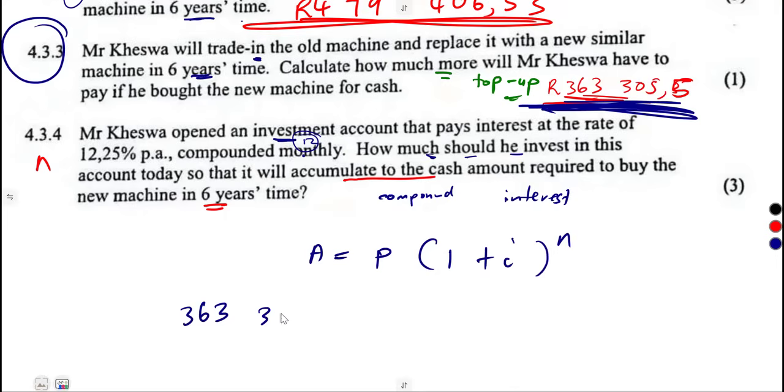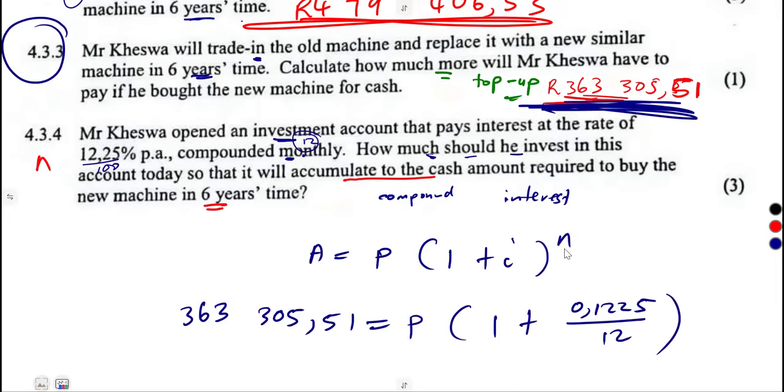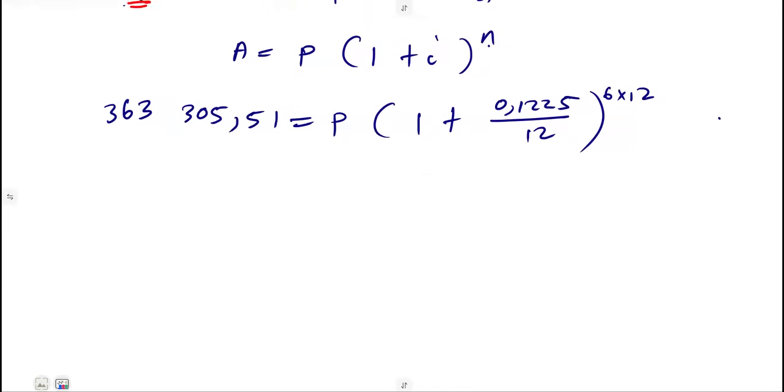363305.51. All right, that's equal to P. We do not have this P, into 1 plus the interest, 12.25%, but compounded what? Monthly, divided by 12. So that's 0.1225 over what? Over 12. To the exponent the number of years, the 6 years, but you must multiply by what? By 12.